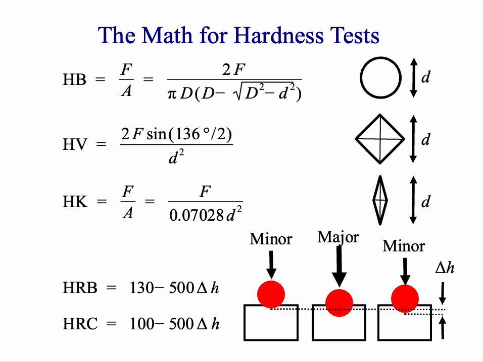Third, you release the major load and maintain the minor load. The metal relaxes, recovering its elastic deformation, but the permanent plastic deformation remains. The change in height between the two applications of the minor load in millimeters is used to calculate the Rockwell hardness. There are similar equations for the other Rockwell scales.